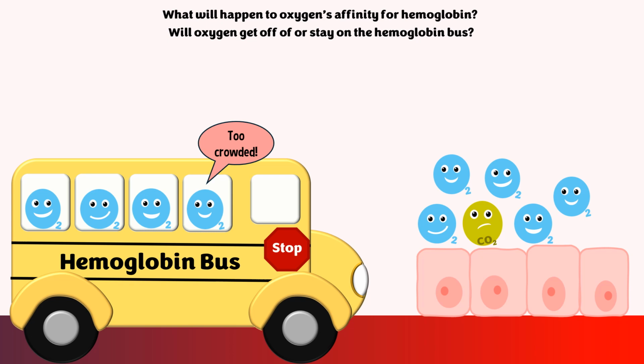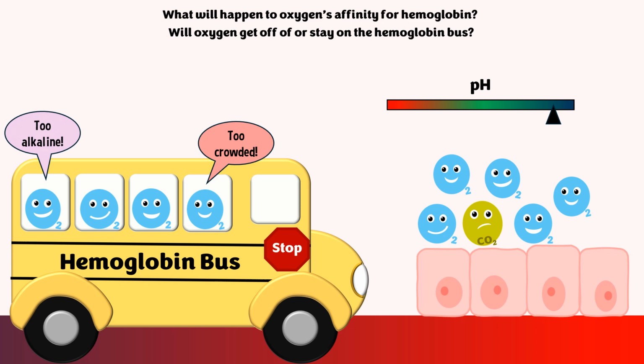So what else are they looking at? Well, another thing that they're going to be looking at is pH. Now, oxygen out in the tissues is associated with alkalinity. So when the oxygen molecules on the hemoglobin bus look at the pH meter and see that it's alkaline, that is also another indication that the oxygen on the hemoglobin bus needs to stay where it is. Because basically that's also telling it that there's a lot of oxygen in the tissues.